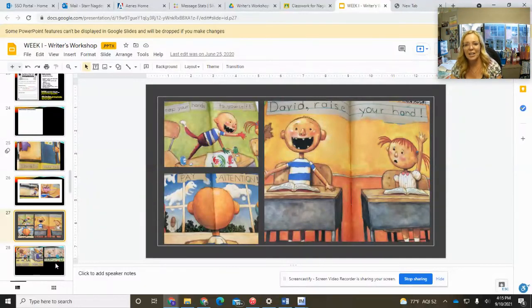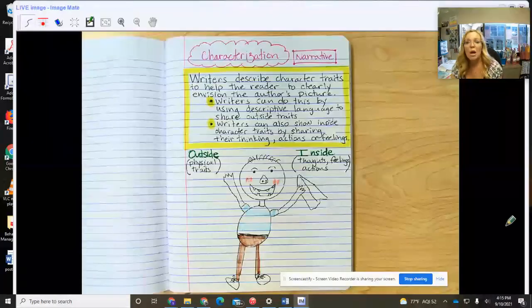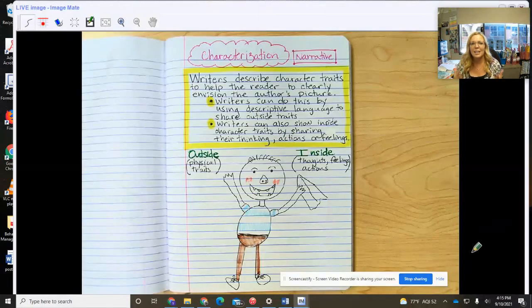So we kind of characterized David. He's such a great character. But what we talked about is that writers describe character traits to help the reader envision their vision, right? We talked about Harry Potter, right? Everyone knows the character Harry Potter because the author does an amazing job detailing him.